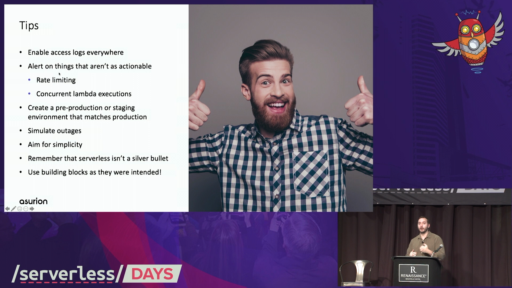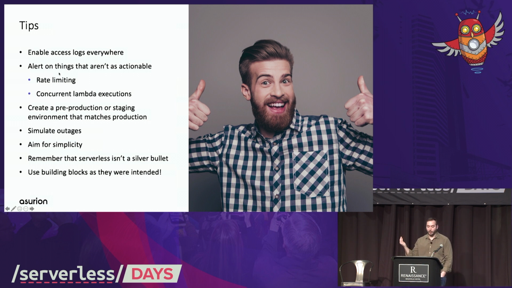You should also alert on things that aren't quite as actionable, like rate limiting and concurrent Lambda executions. So if you're not aware, there is a finite number of Lambdas that can execute within your account at any given time. So when I say that these aren't as actionable, what I mean is you can't just fail over and fix this. This is something that is done on an account level, not a regional level. So you should know when you're approaching those limits, and you should have some sort of time to react.